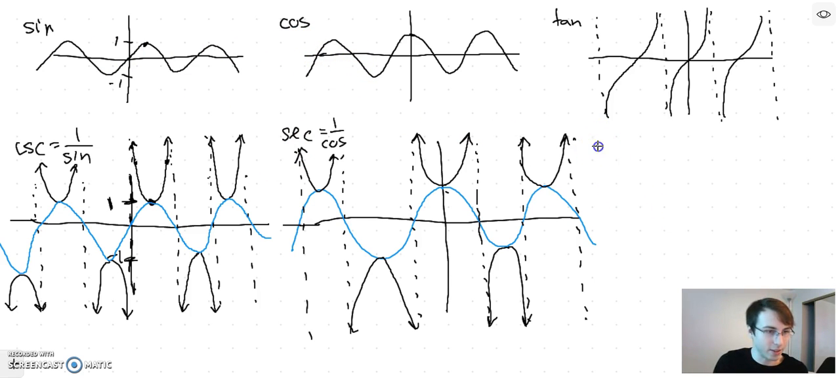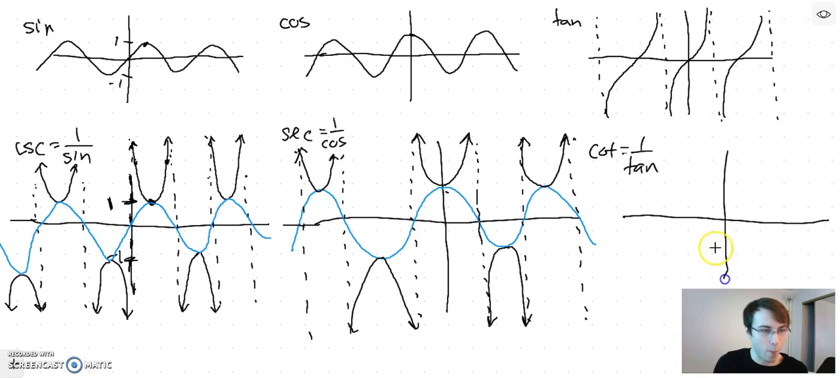Now let's deal with cotangent. So cotangent, that's 1 over tangent. So let's figure out what this is. Now we're going to have asymptotes wherever tangent is 0. So there's going to be an asymptote there, an asymptote here, asymptote here to correspond with that one.